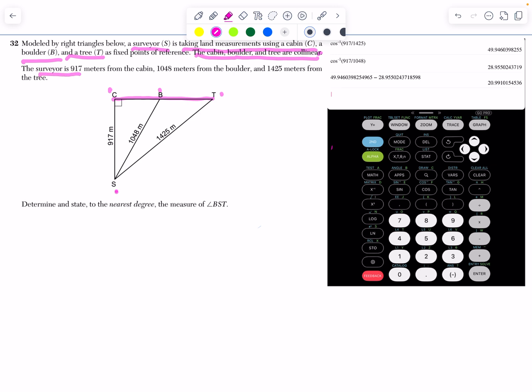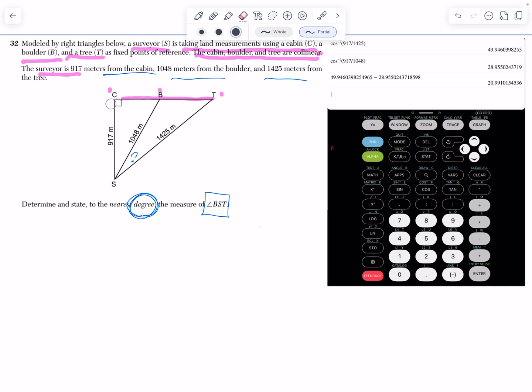The surveyor is 917 meters from the cabin, 1,048 meters from the boulder, and 1,425 meters from the tree. Determine and state to the nearest degree the measure of angle BST. So that's this right here, question mark.